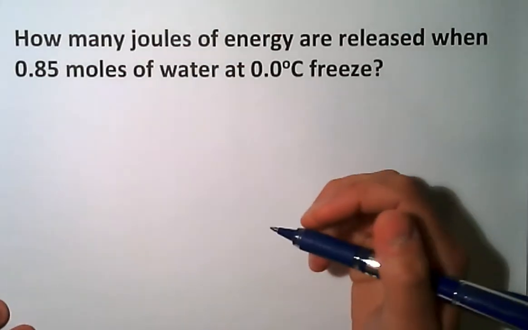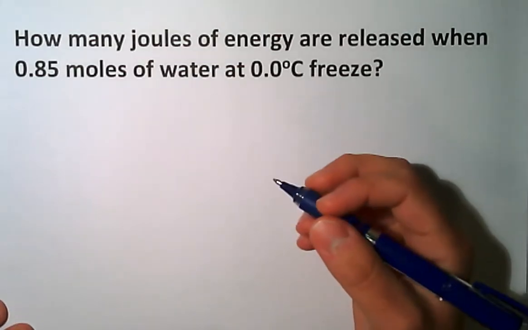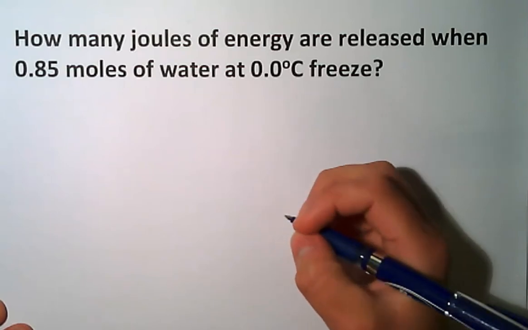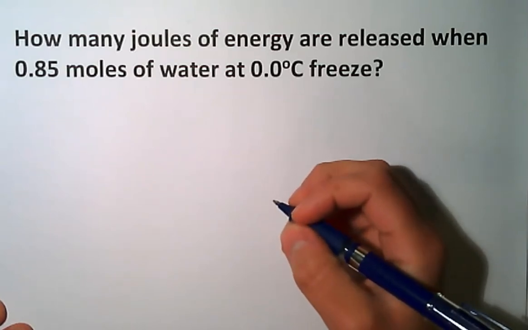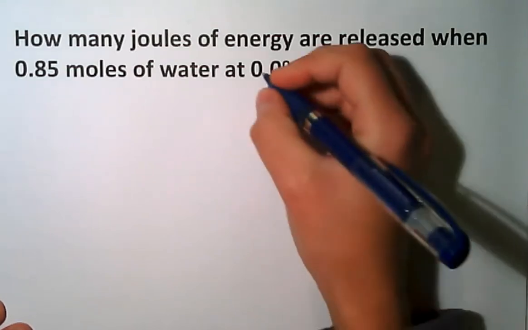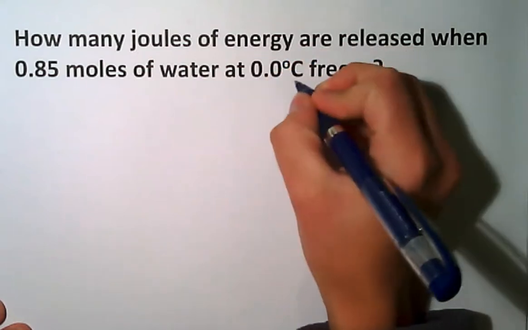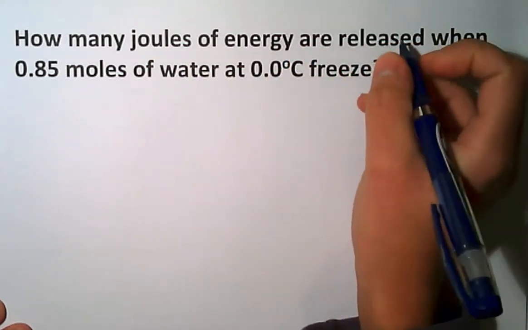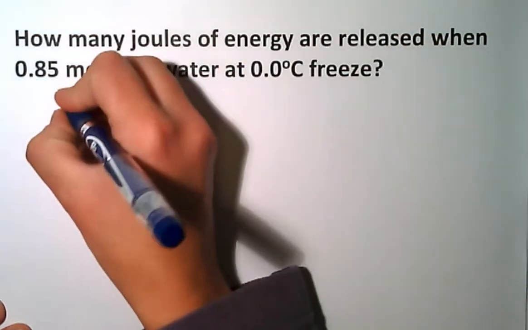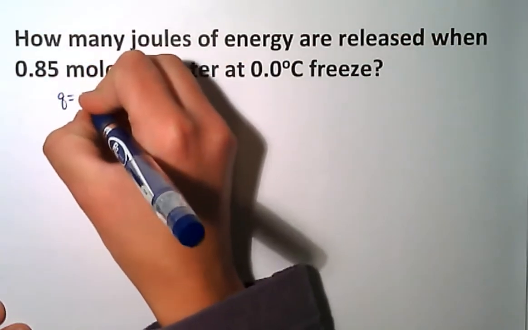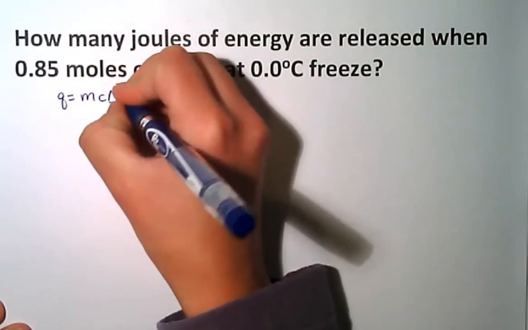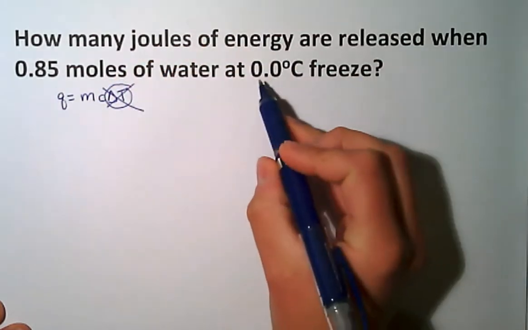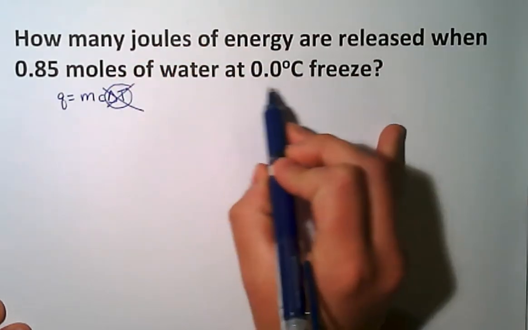This next problem says how many joules of energy are released when 0.85 moles of water at 0 degrees Celsius freezes. So once again, we're already at the freezing point of water. So we don't need to use Q equals M times C times delta T. We don't need Q equals MC delta T because there is no temperature change. We're already at 0 degrees Celsius.